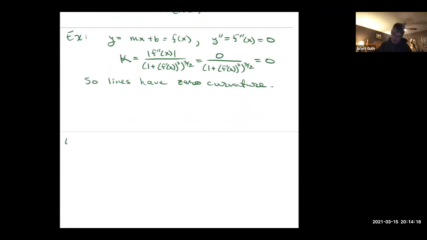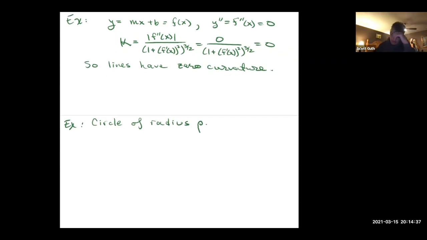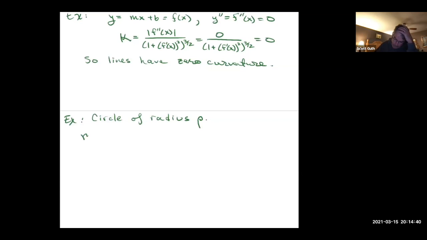Let's do another example. I think we should know the curvature of a circle. So let's do a circle of radius A. Actually, I want to use rho. So circle of radius rho. Okay, remember rho is the Greek r. So it would be r of t equals rho cos t, rho sine t, like that.